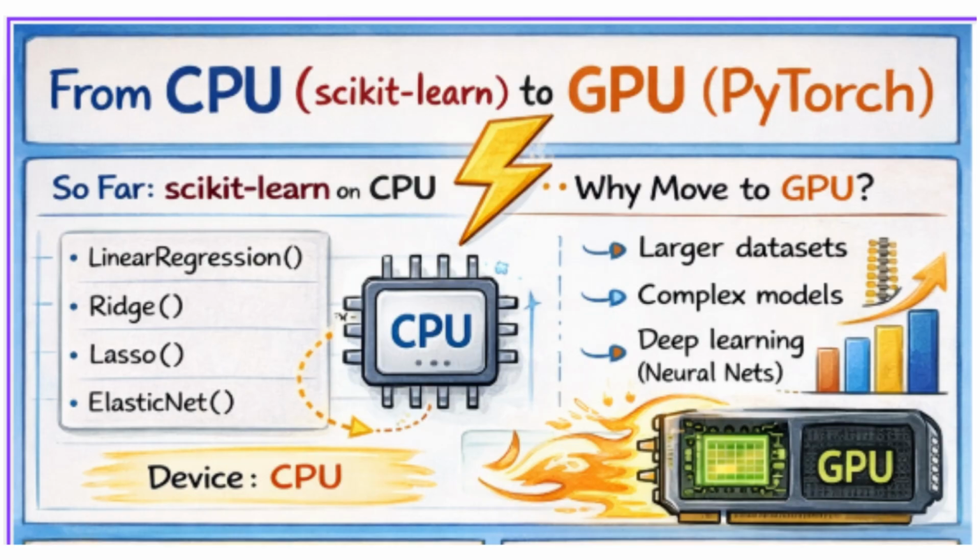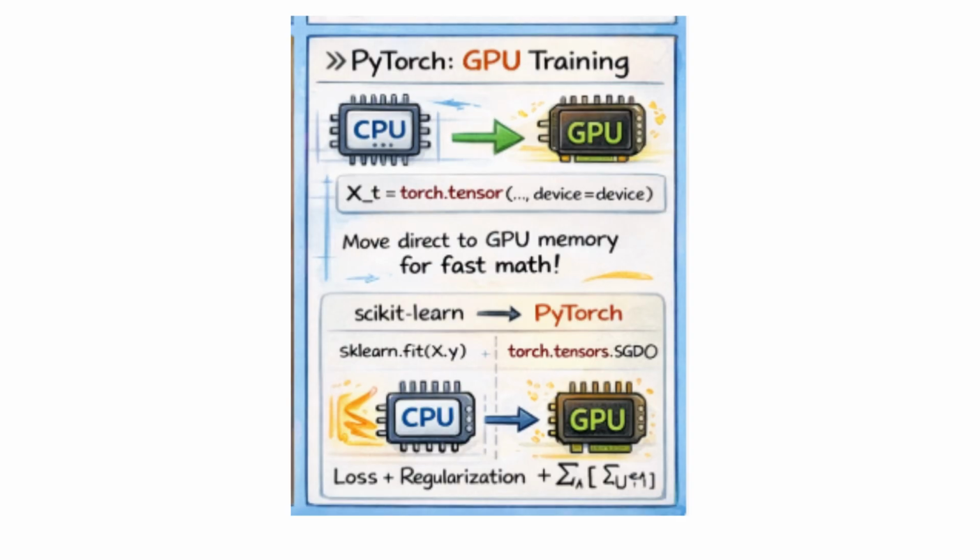But as models get larger, as datasets grow into millions of rows, or when we move into deep learning, GPU becomes very important. Neural networks, large embeddings, huge matrix multiplications. That's where GPU acceleration makes a big difference. So now, just to demonstrate the difference, we'll move from scikit-learn to PyTorch. PyTorch is a GPU-enabled deep learning library. It allows us to move tensors directly onto the GPU. The math is exactly the same, only the hardware changes.